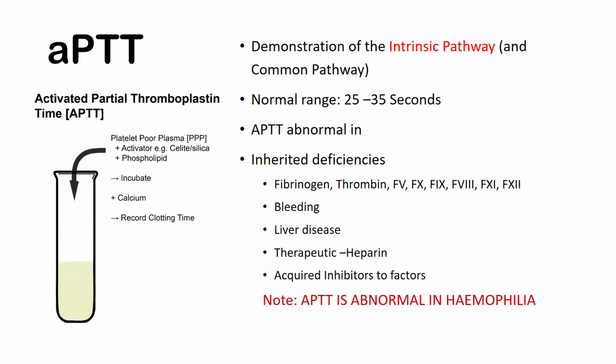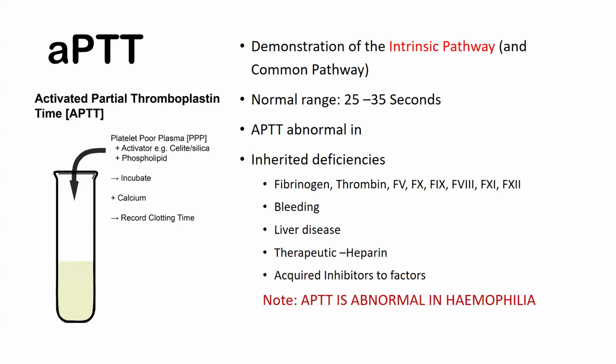That's what we do. On your left is a test tube presenting what we do. We usually take the plasma, add the activator and phospholipid, incubate, add calcium, and then we check the time it takes to clot. It demonstrates the intrinsic pathway, the factors involved in the intrinsic pathway. Normal range is between 25 to 35 seconds, and abnormality is usually due to those factors involved.